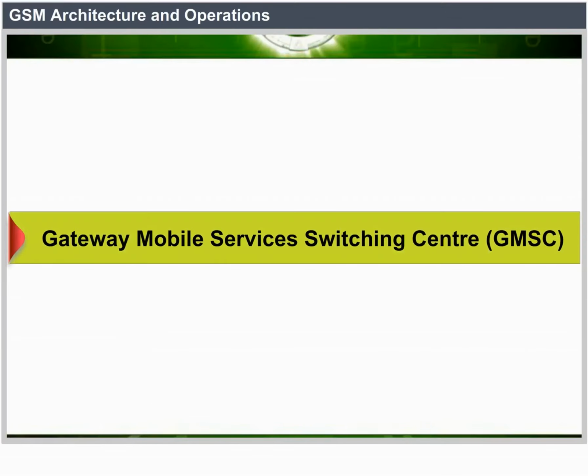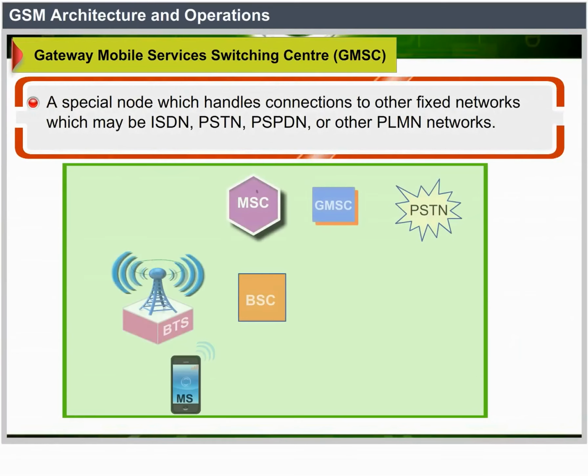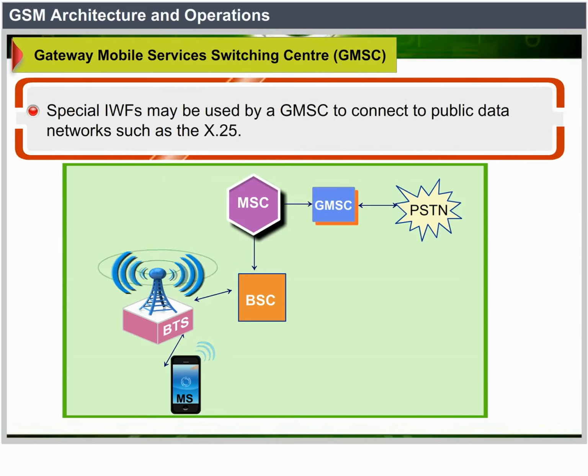Gateway Mobile Services Switching Center, GMSC, a special node which handles connections to other fixed networks. These other networks may be ISDN, PSTN, PSPDN or other PLMN networks. Special IWFs may be used by a GMSC to connect to public data networks such as X.25.